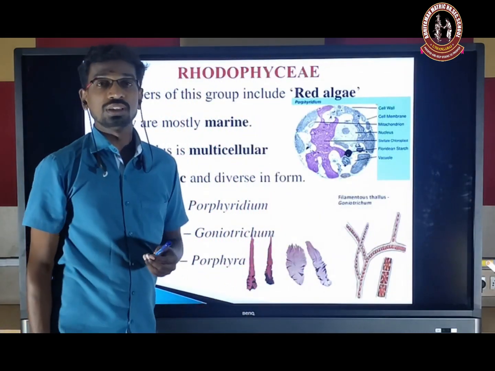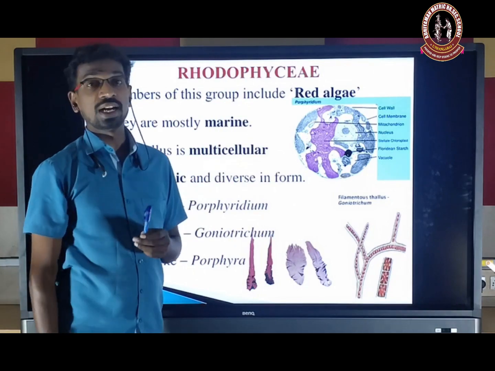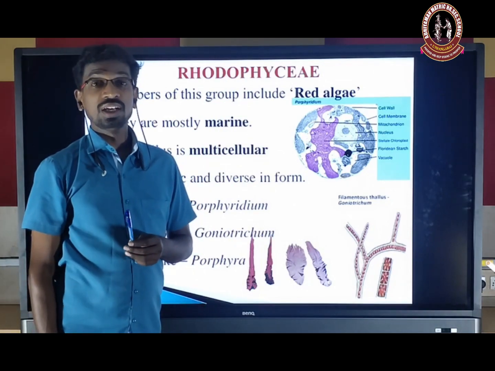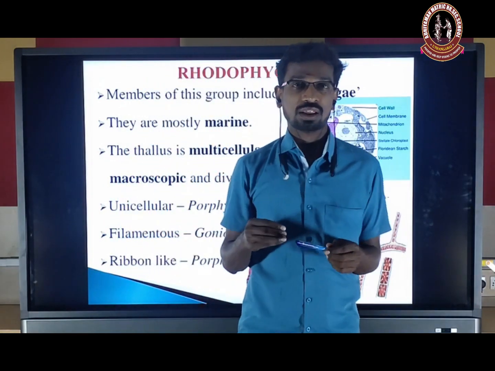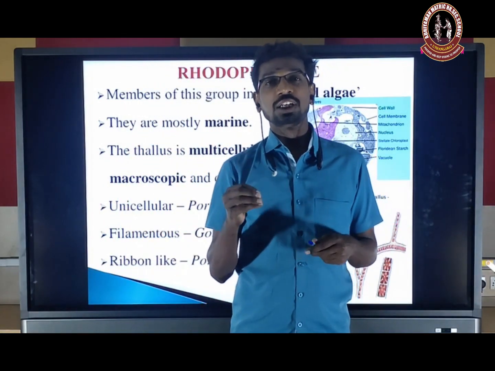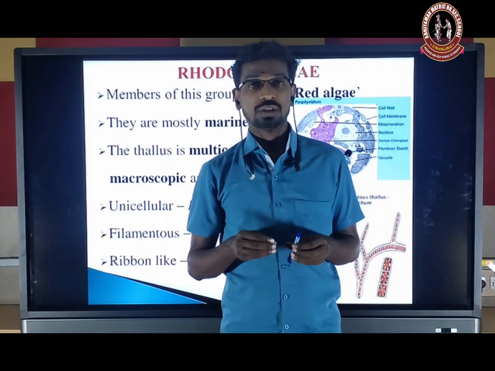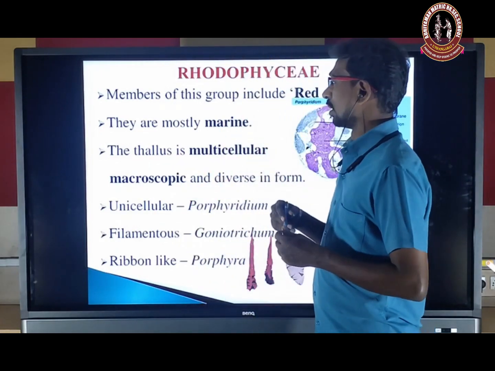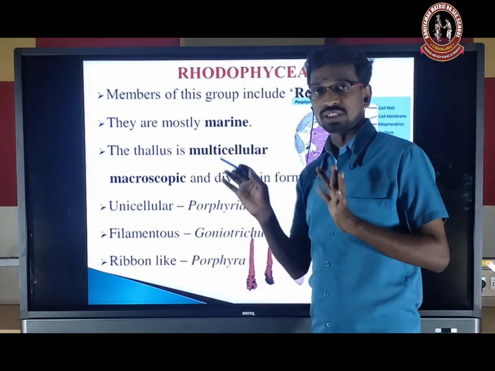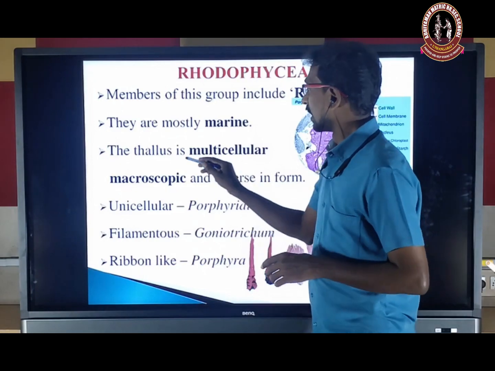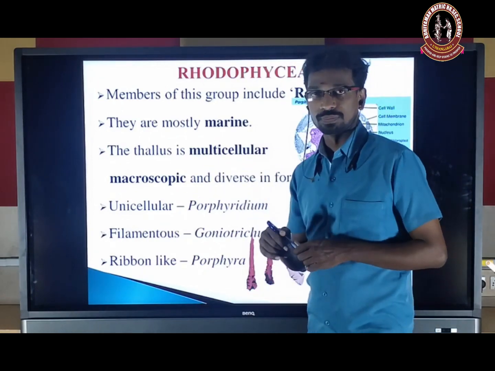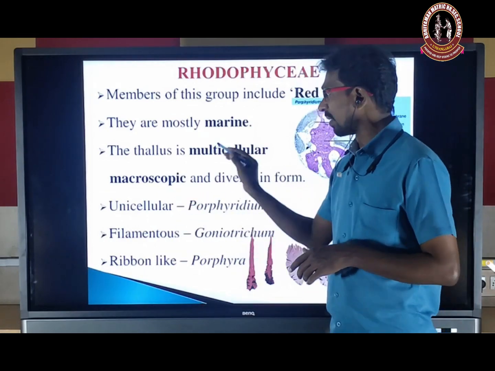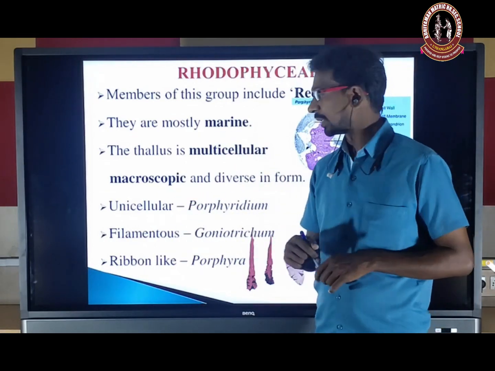Next, we are going to see the class Rhodophyceae, the red algae. It is generally called red algae because it contains phycoerythrin pigments, which is responsible for the red color. Mostly it is marine, like Phaeophyceae. The thallus is multicellular, macroscopic, and diverse in form. It may be unicellular, but very commonly multicellular and macroscopic.